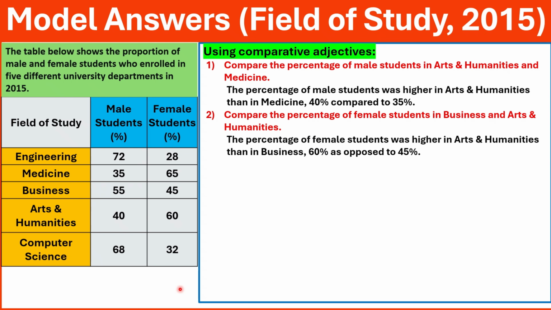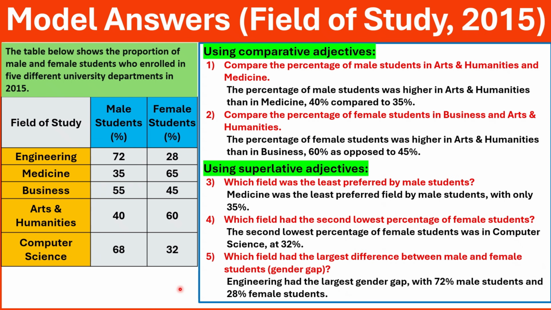Now, the superlatives. Medicine was the least preferred field by male students, with only 35%. The second lowest percentage of female students was in computer science, at 32%. And finally, engineering had the largest gender gap, with 72% male students and 28% female students.